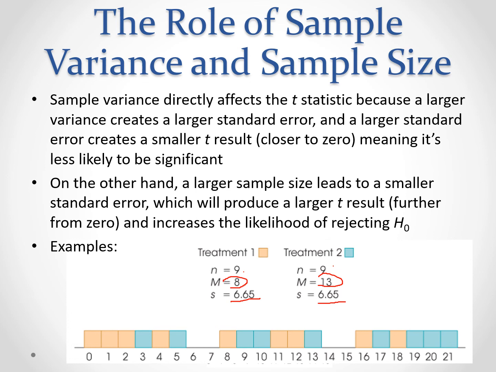I would probably not be able to see a clear difference, and I would not be able to reject the null and conclude that I have a difference between my 2 treatment groups. So that is chapter 10.